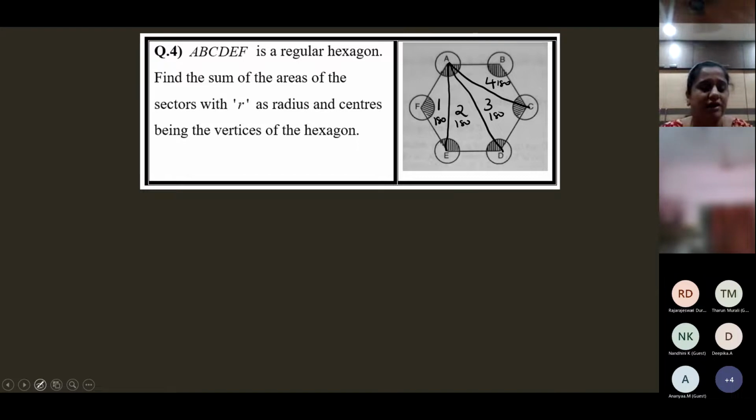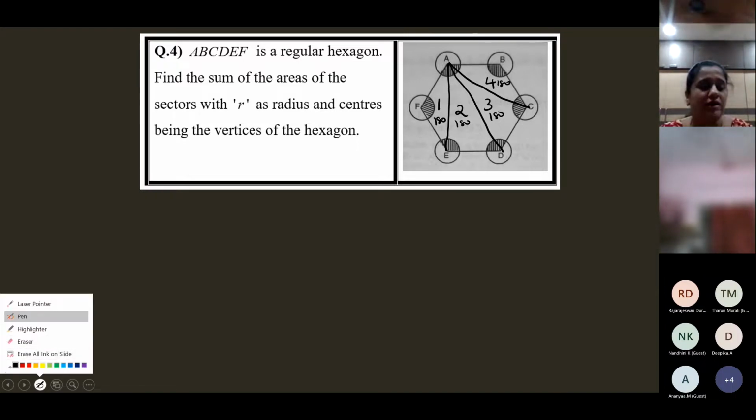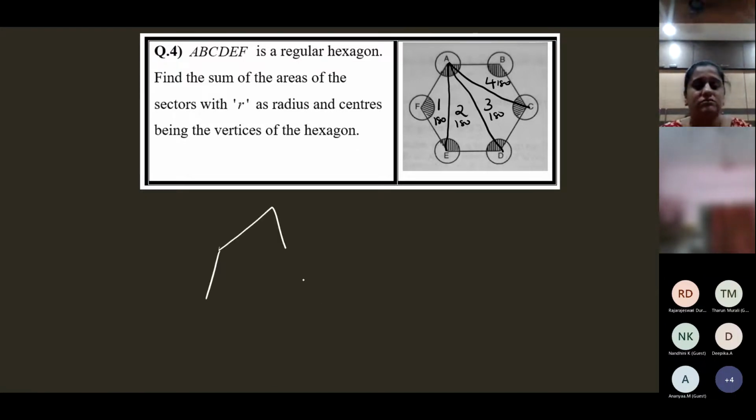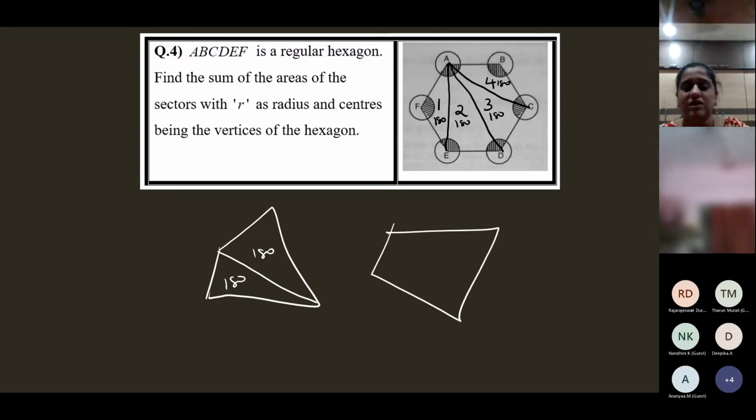Now, when you take a quadrilateral and join the diagonal, there's one triangle here, one triangle here. So 180, 180, 360 degrees. Now don't say I can join both the diagonals and I'm getting 4 triangles, so it's 180 into 4.